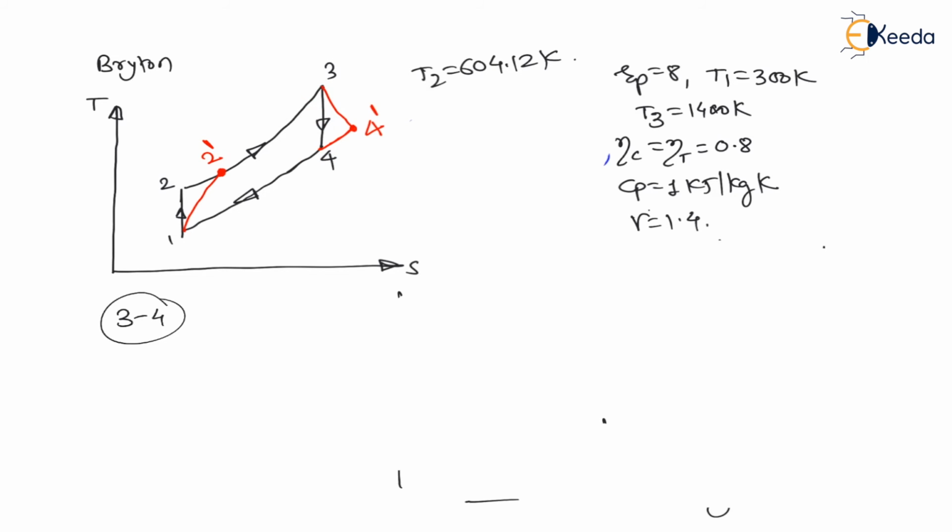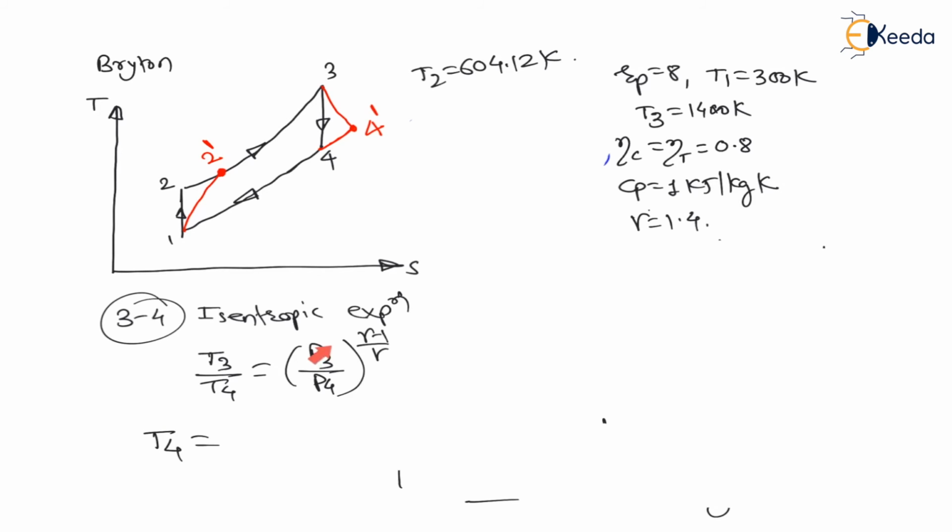Now the next process, that is 3 to 4, is reversible adiabatic expansion, that is isentropic expansion, right? But my dear students, the actual expansion is 3 to 4'. For isentropic expansion we can write T3 divided by T4 is equal to (P3 divided by P4) raised to (gamma minus 1) upon gamma. This is the equation of isentropic expansion. Now P3 divided by P4 is nothing but maximum pressure divided by minimum pressure, which is the pressure ratio. Therefore T4 is equal to T3 divided by (pressure ratio) raised to (gamma minus 1) upon gamma.